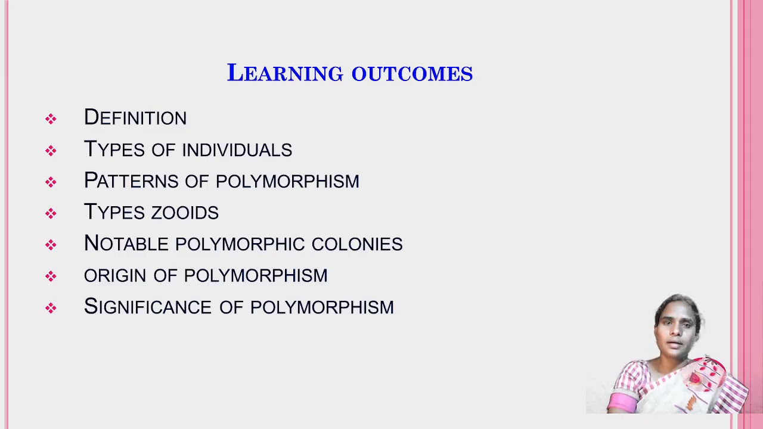Let us see the learning outcomes of polymorphism. In this topic, the students are able to learn about the definition of polymorphism, different types of individuals involved in the formation of polymorphism, various patterns involved in polymorphism, different types of zooids in the formation of polymorphism, and notable polymorphic colonies present in Coelenterata. Different scientists propose various theories on the origin of polymorphism, and finally the students are able to know about the significance of polymorphism.